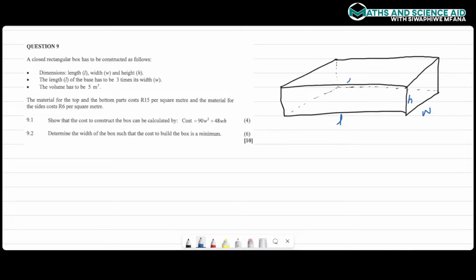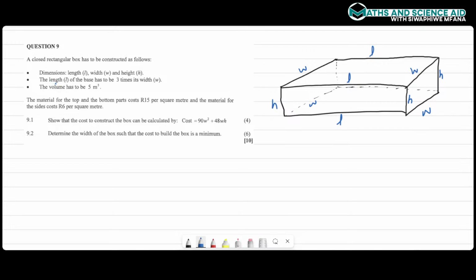So obviously it means that this will also be L, that will also be L, and so on and so forth. This will also be H, that will also be H, this will also be W, this will also be W, and this will also be W, right? So that's it for the first point.